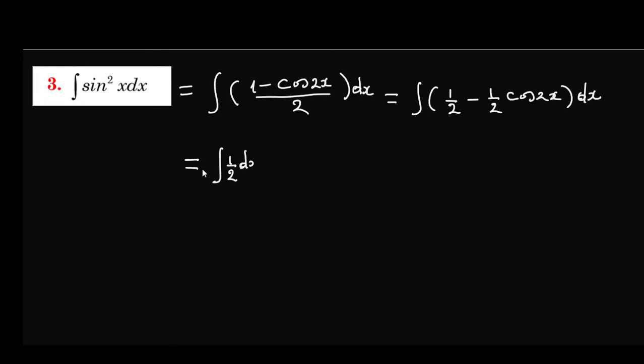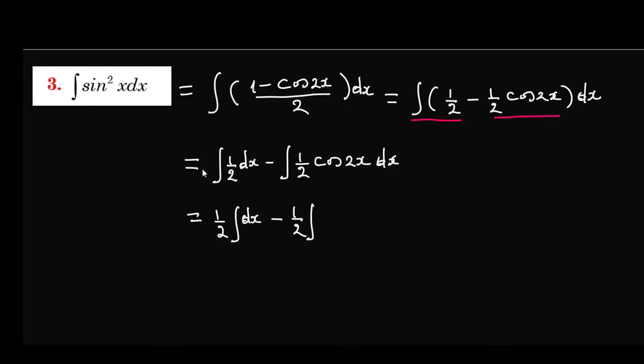1/2 dx negative 1/2 cosine 2x dx. You see that I integrate this and this separately. Now this constant must go out of the integration sign like this. See?